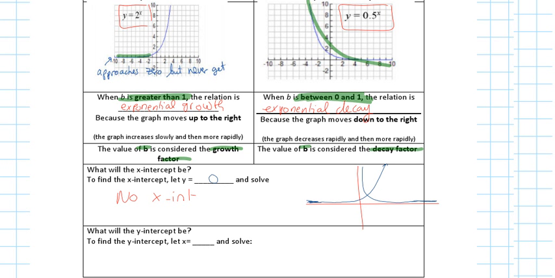So y is never going to equal 0. Y is going to be 0.000000 something. Okay?